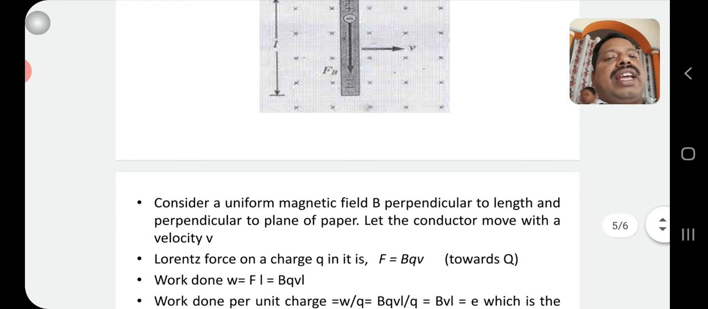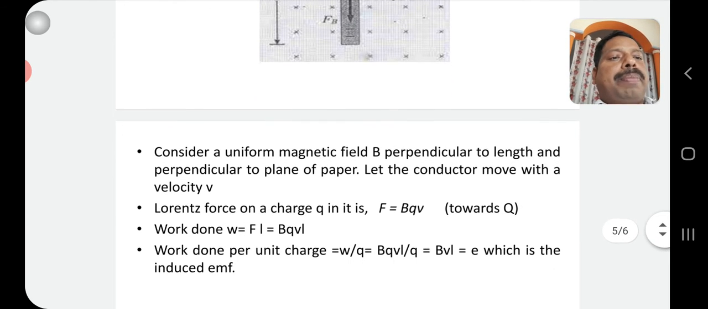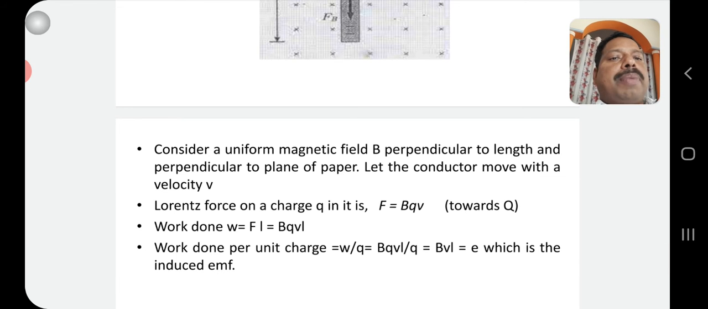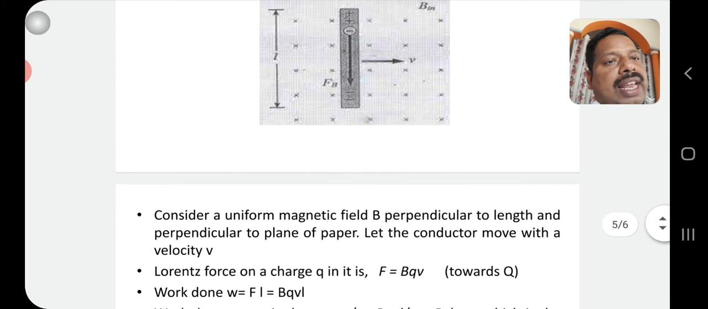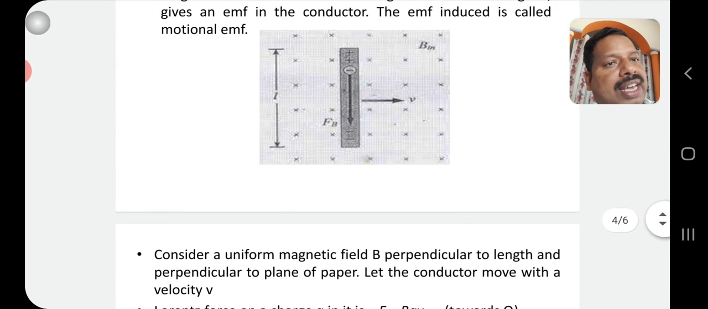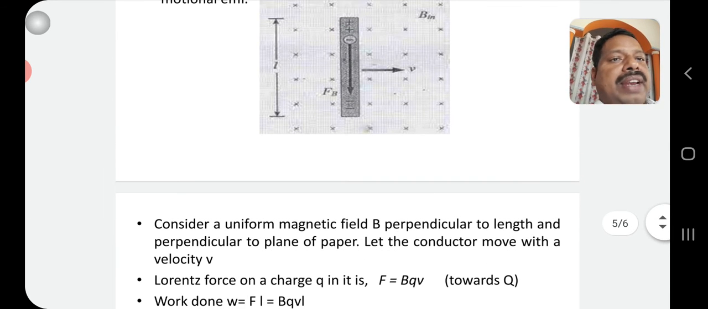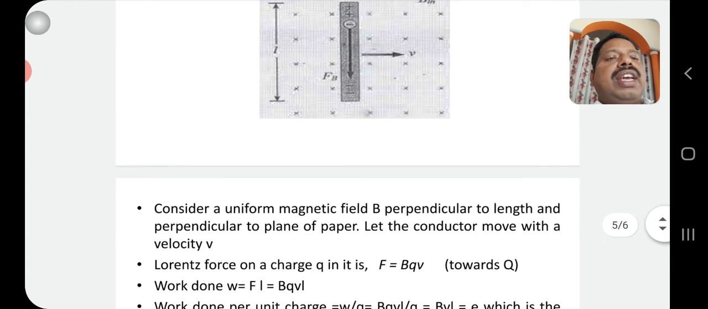For that, consider a uniform magnetic field B perpendicular to the length and perpendicular to the plane of the paper. Here the magnetic field B is perpendicular to both the length of the current carrying conductor and the plane where the current carrying conductor is placed. Let the conductor move with a velocity v.